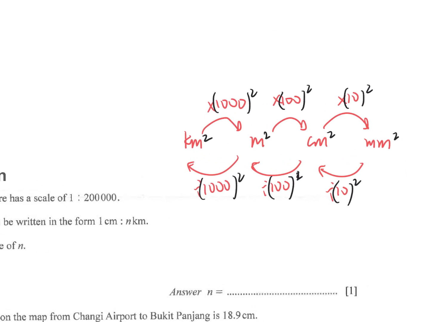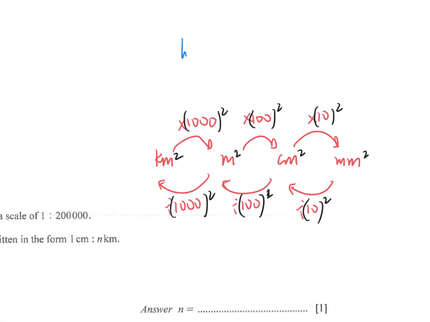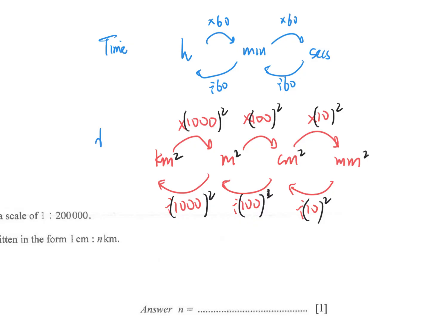This one is the conversion chart. Just like your hours, minutes, seconds, 60 and 60. So all this, you all should know. You learned already. So this is for time. This is for distance. If you want to go 2-dimensional, you square all this. If you want to go 3-dimension, you cube all this. So if you want to change meter cube to centimeter cube, then you multiply by 100 cube.